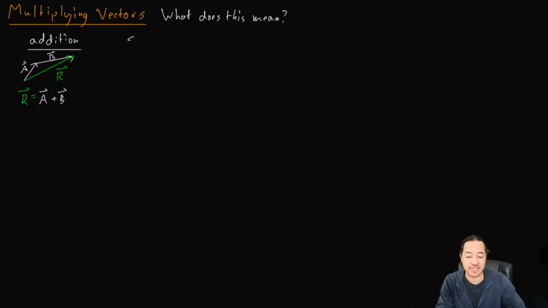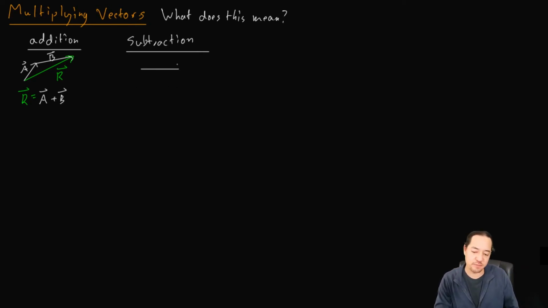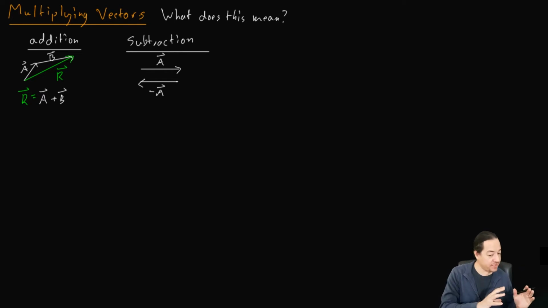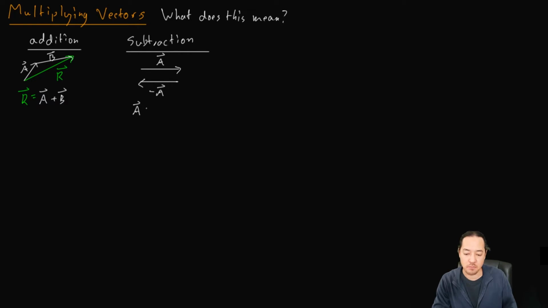We also looked at the idea of subtracting vectors. Vector subtraction was a little interesting. The key idea was that if you have a vector A, then another vector with the same magnitude as A but the opposite direction is what we call negative A. So adding A plus negative A is the same as saying A minus A, which would equal 0.